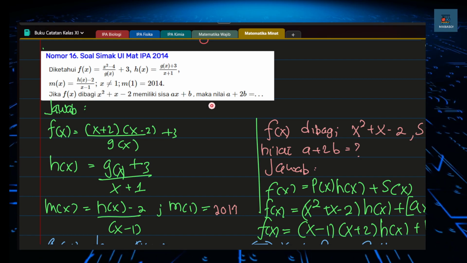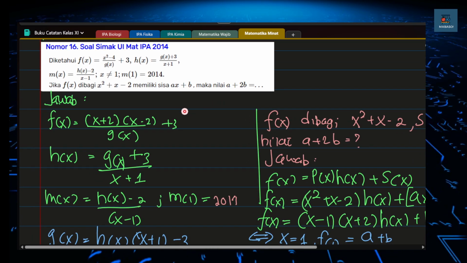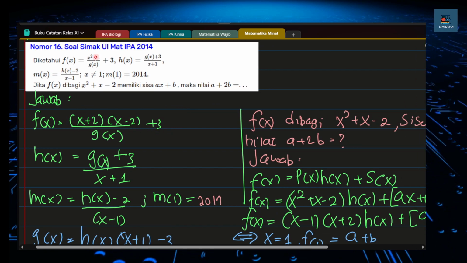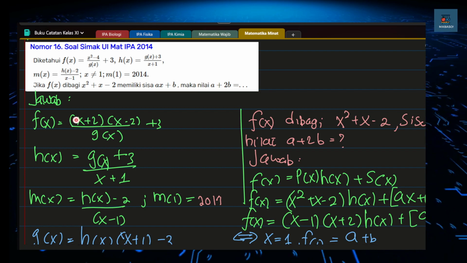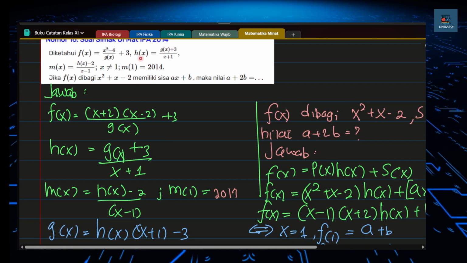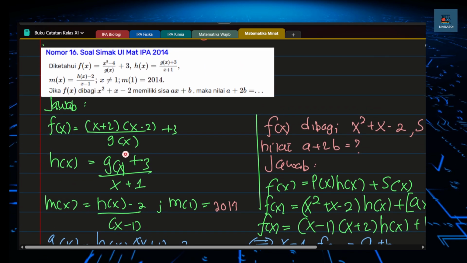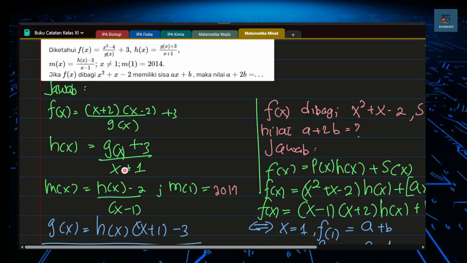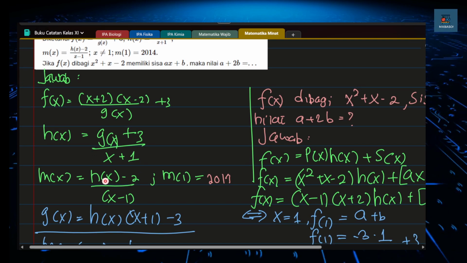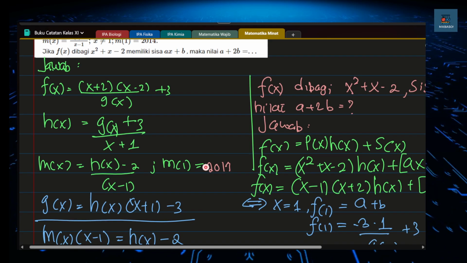How do we find such a value then? Of course, we could analyze it by writing the information given by the question. We know this is the polynomial; I'm expanding the x squared minus 4 so that it becomes (x plus 2)(x minus 2). And then h(x), I wrote it again: (g(x) plus 3) divided by (x minus 1). And then I wrote m(x) equal to (h(x) minus 2) divided by (x minus 1). And we know that the value of m(1) is 2014.